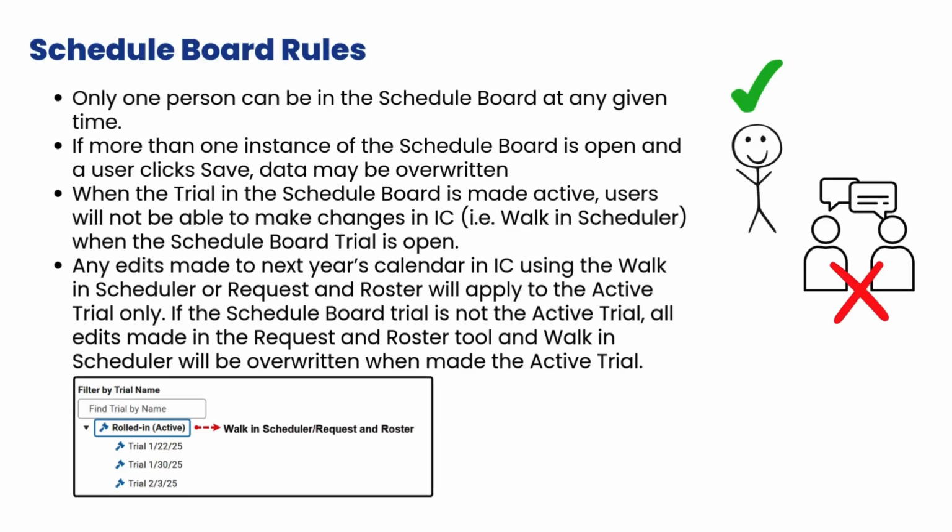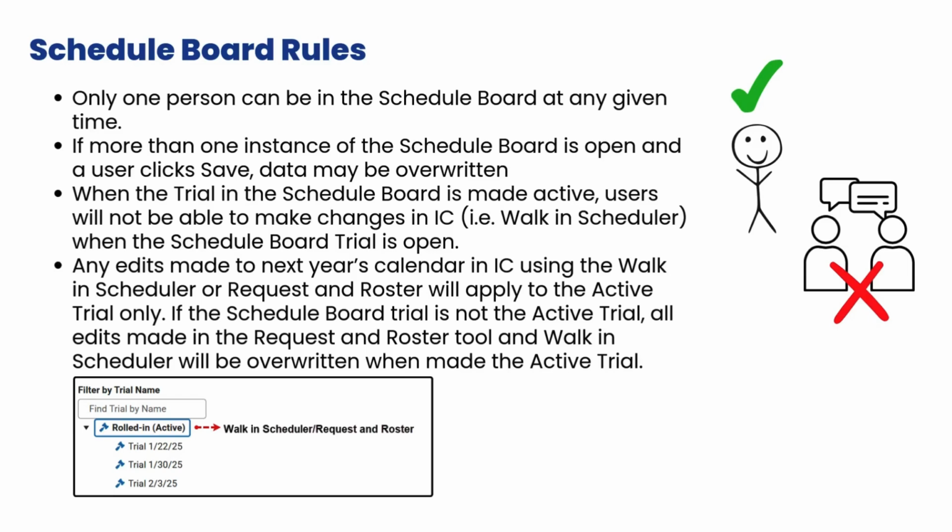The first time you access the schedule board, you will make a copy of the rolled-in trial, and you will work in that copy or other subsequent copies. The trials area includes the active trial, which is the version everyone sees. If you're working on a non-active trial in the schedule board, other users must not work simultaneously in the request and roster tool or walk-in scheduler, or their changes will be overwritten when you make your trial the active trial.